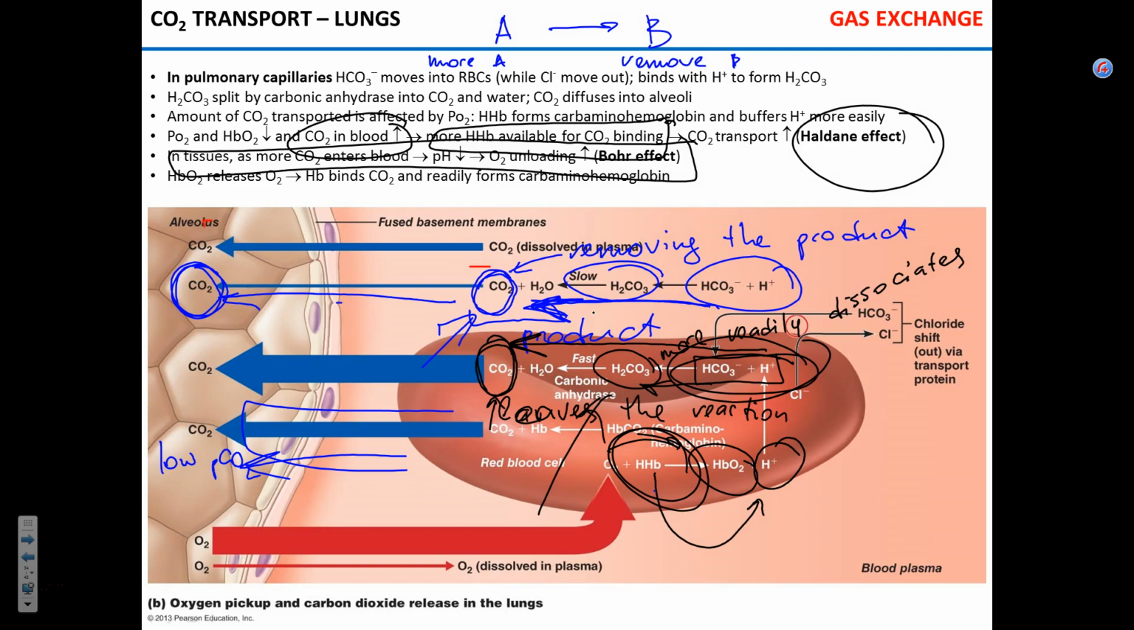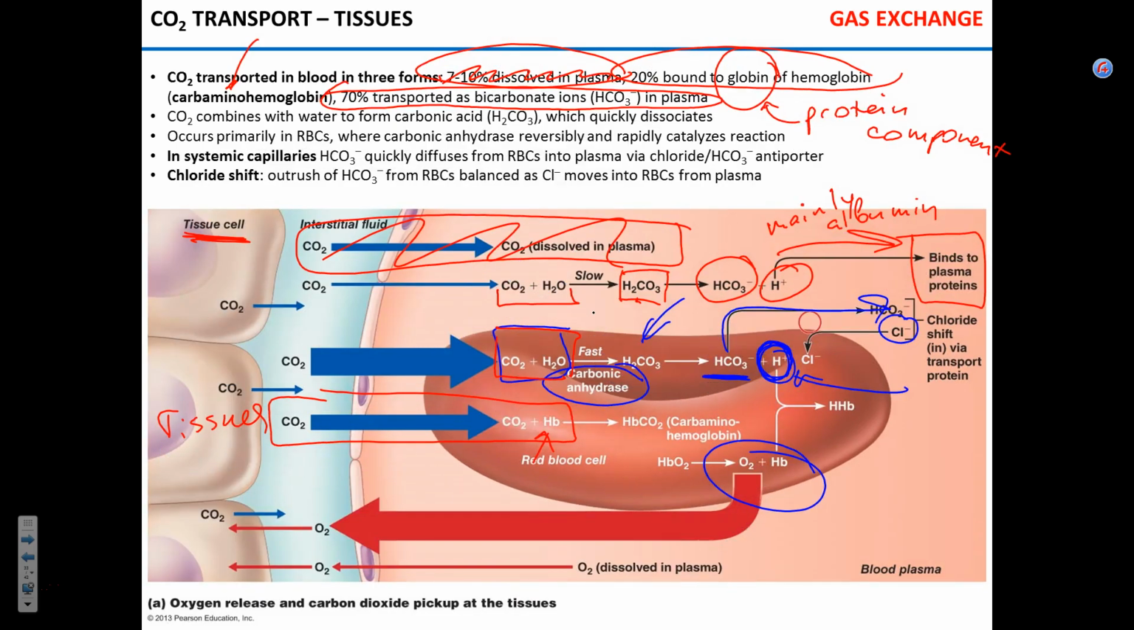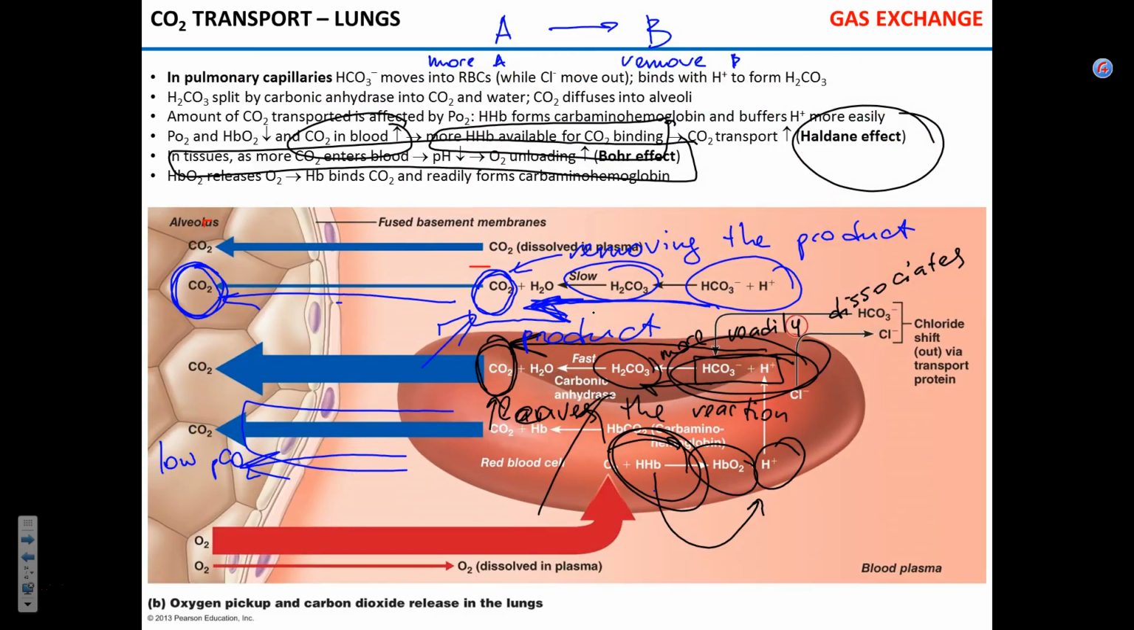And please know the roles of proteins. So albumin and hemoglobin, what are their roles in the tissues? What do they buffer? Hydrogen ions. Am I clear? It looks complicated because it's chemistry.